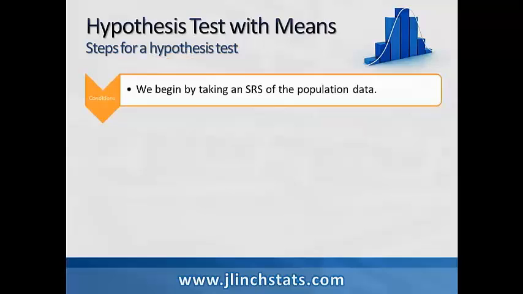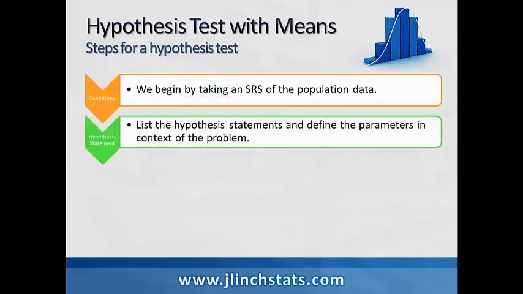We first begin with conditions. Once again, we begin by taking an SRS of the population data. Now, if it's not stated, we're going to assume that if the sampling was appropriate, we have a simple random sample of our data. Once we take an SRS of the population data, the next thing we want to do is list the hypothesis statements and define the parameters and context of the problem.